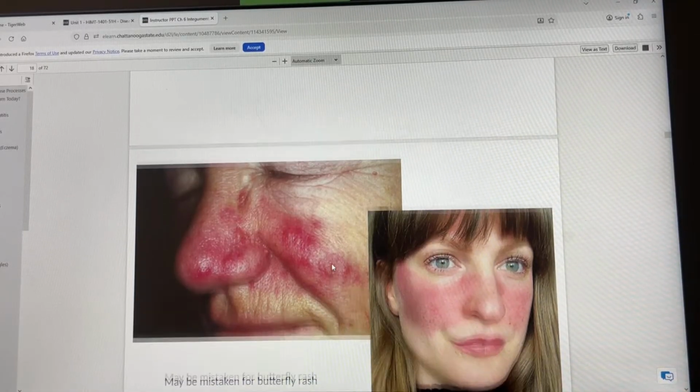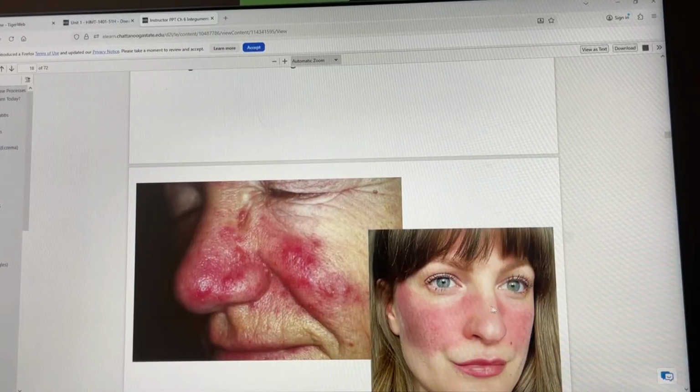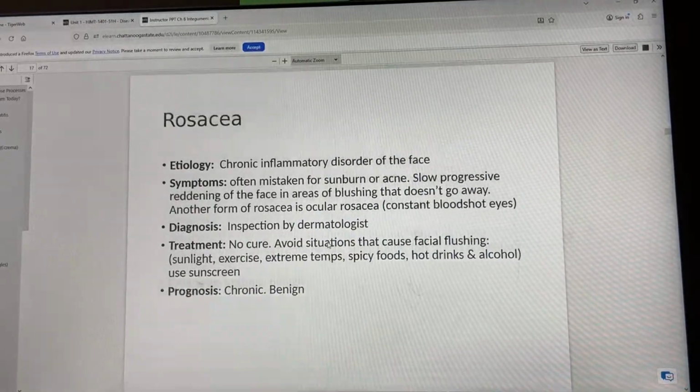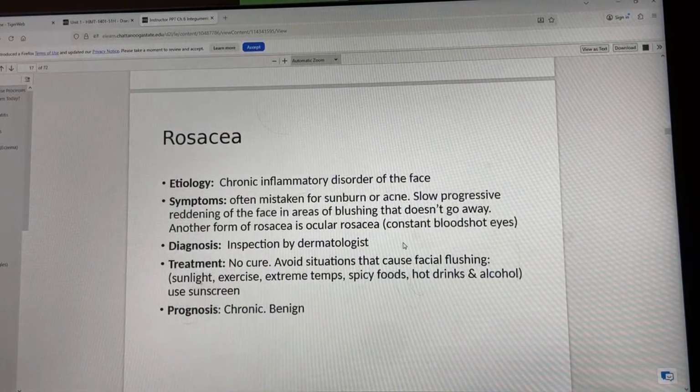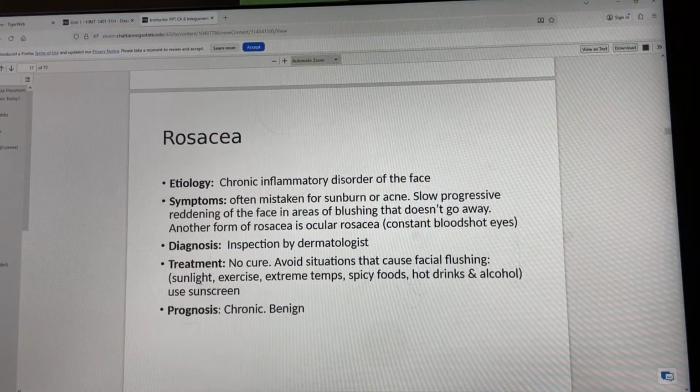But what's something that we talked about last week that people might mistake it for? Yeah, remember the butterfly rash with lupus? It also can look like that too. So just keeping that in mind. Yeah, it's not the greatest thing ever to have.